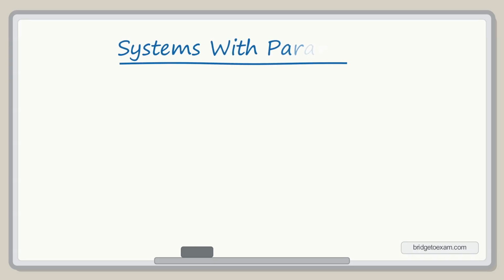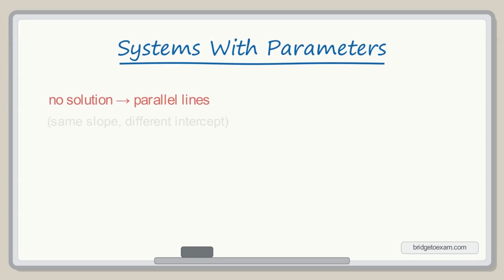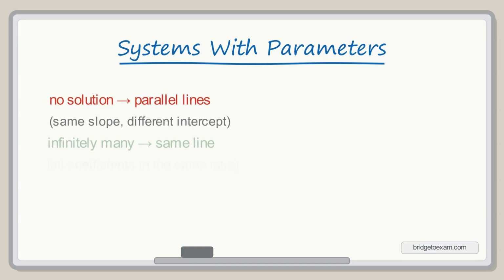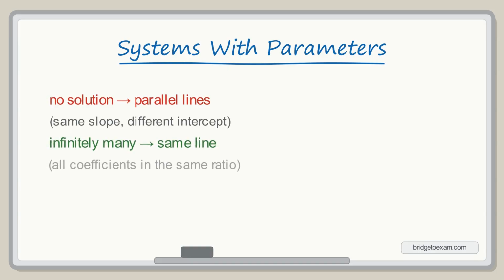Systems with a parameter test whether you understand structure. No solution means parallel lines. Same slope, but different intercept. Infinitely many solutions means the two equations are the same line, so all the coefficients are in the same ratio.